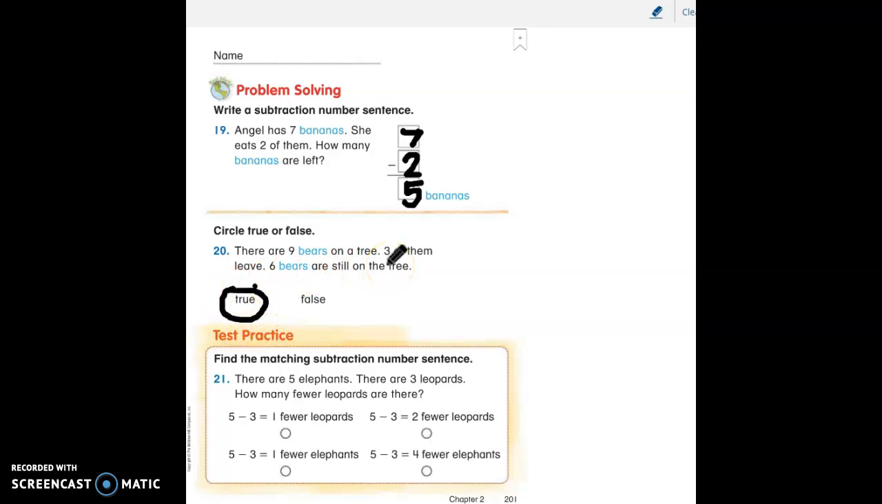All right, find the matching subtraction number sentences. There are 5 elephants. There are 3 leopards. How many fewer leopards are there? So we're going to say 5 take away 3, and we need to find the correct answer. So this one does not look like it. 5 take away 3 is not 1. 5 take away 3 is not 4. 5 take away 3 is 2. So here's your correct answer. All right, let's go to the next page.